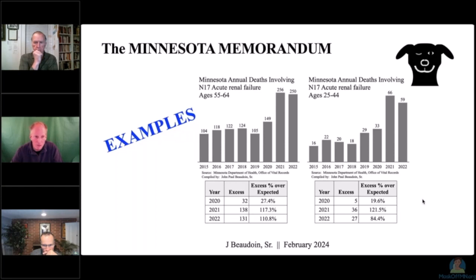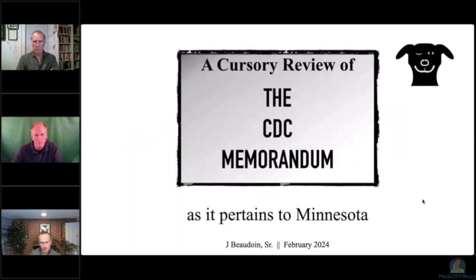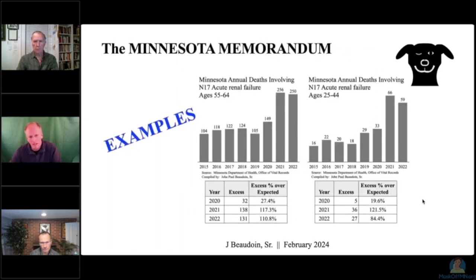And then you look at the 25 to 44 age group, you lost 63 excess people of acute renal failure. This is only a single cause of death. Now, in total, it's over 1,600 in Minnesota. I don't know if I have that. I'll get into that later.